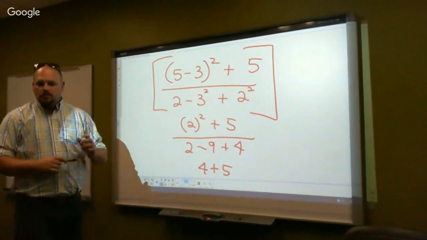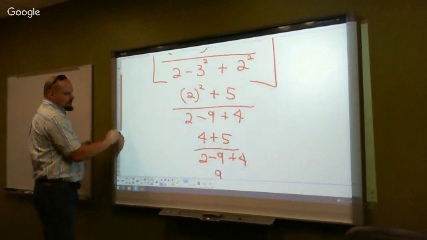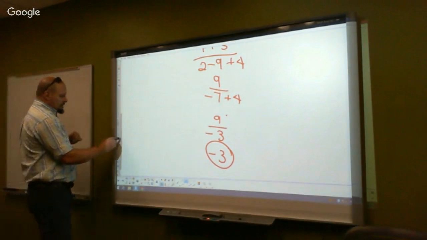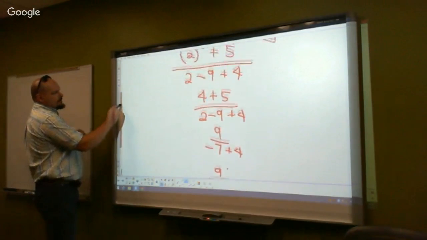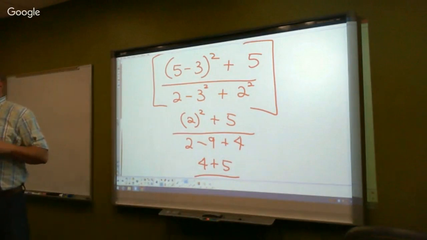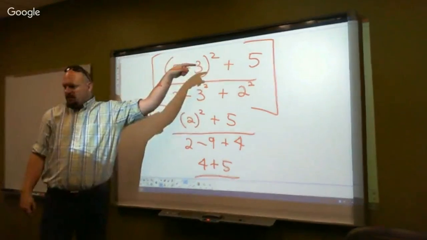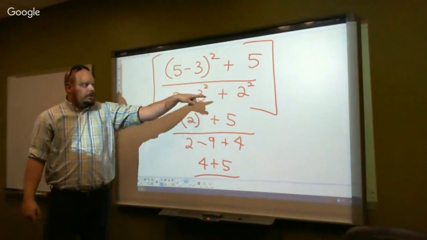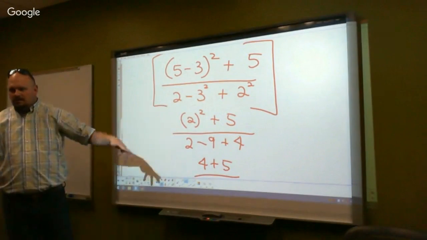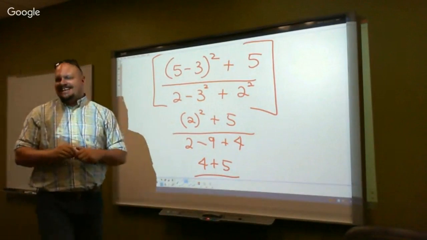Who's lost? Who did not get the answer? Instead of doing 3 squared on the bottom, I did 2 minus 3 and then squared it. Oh no. Okay, what's the difference? He said 2 minus 3 squared, which would be 1, right? Plus 2 squared, which is 4. 1 plus 4 is 5. So I still messed up. That was the first step where I went wrong.